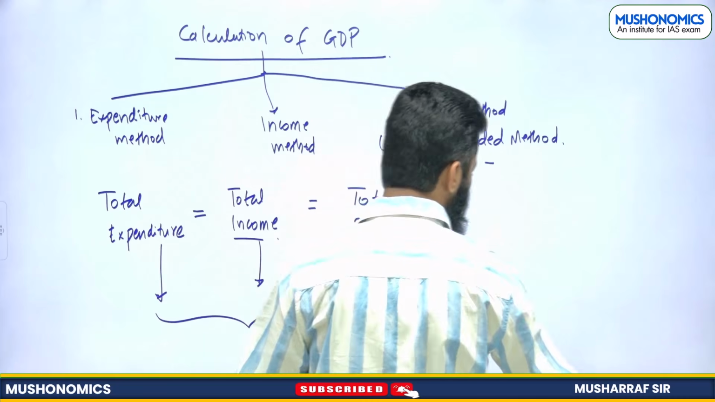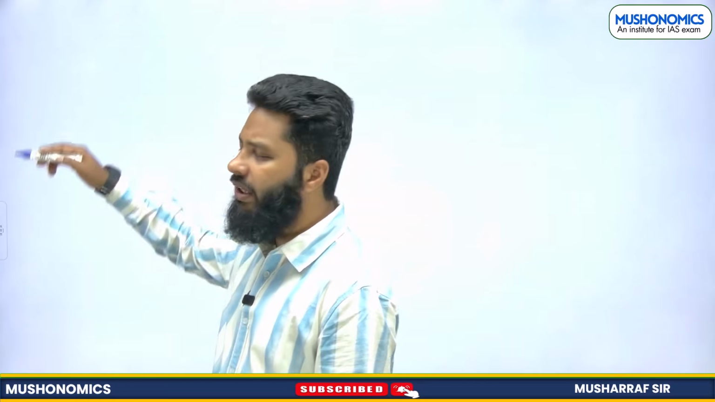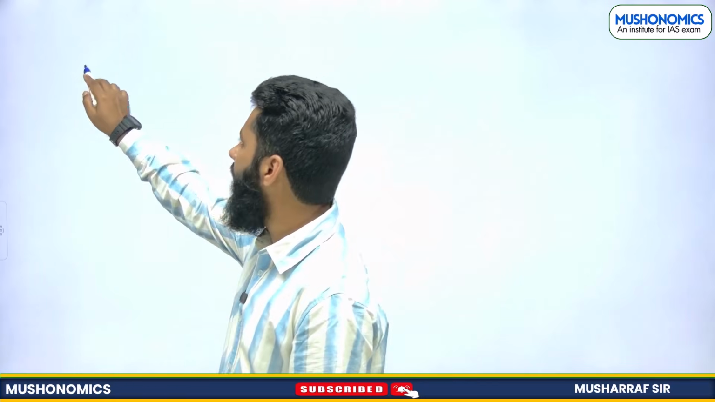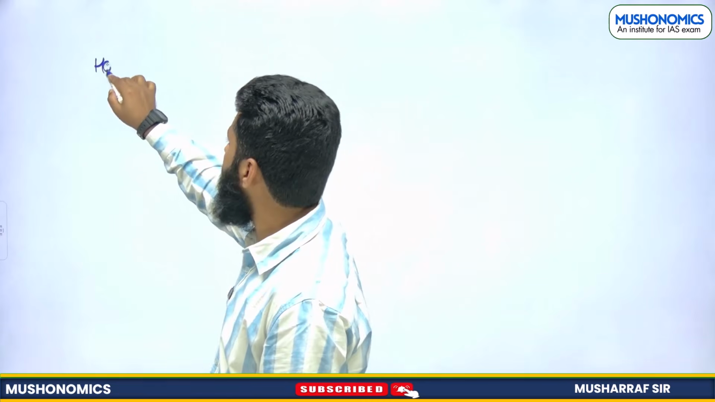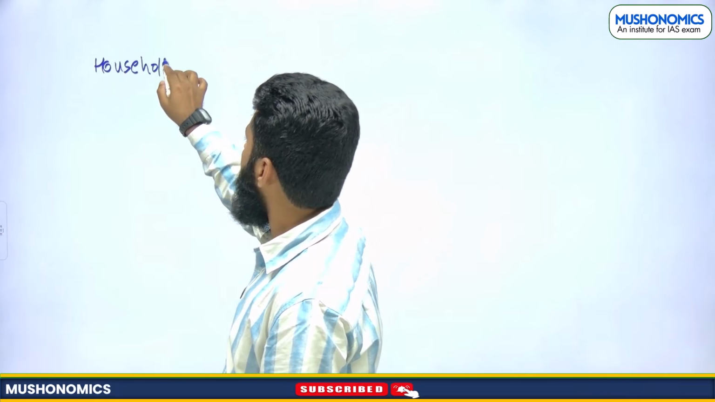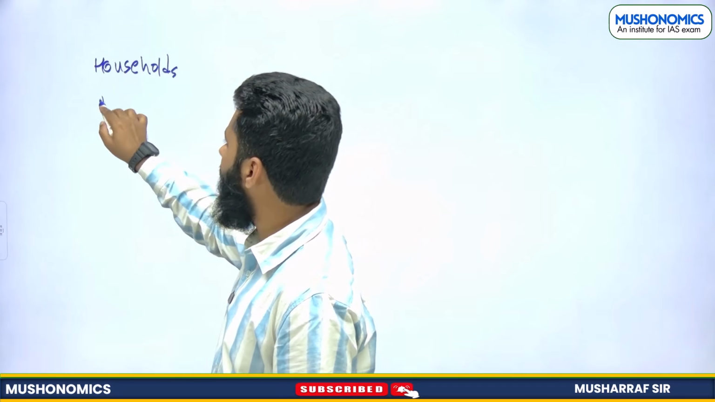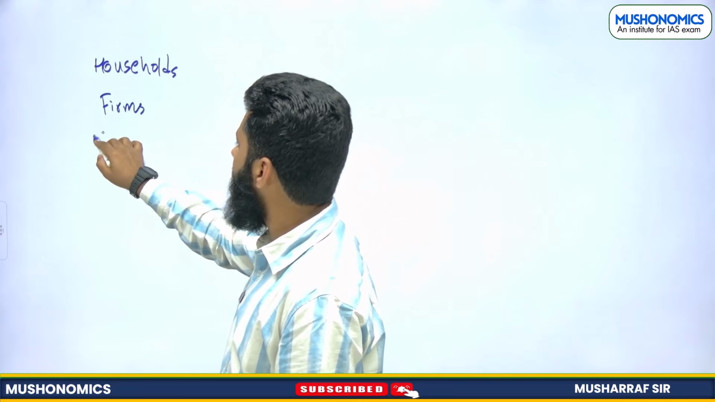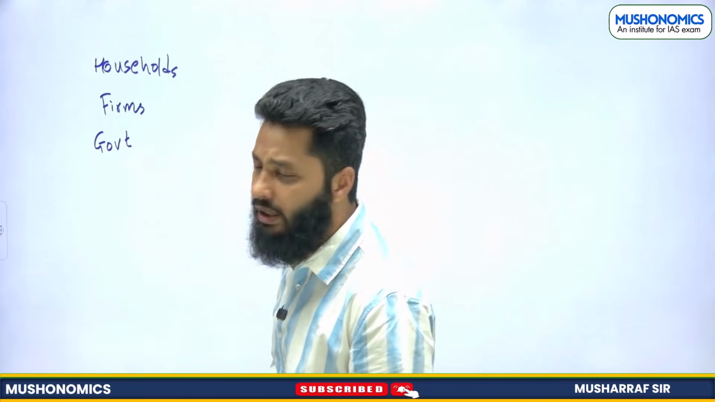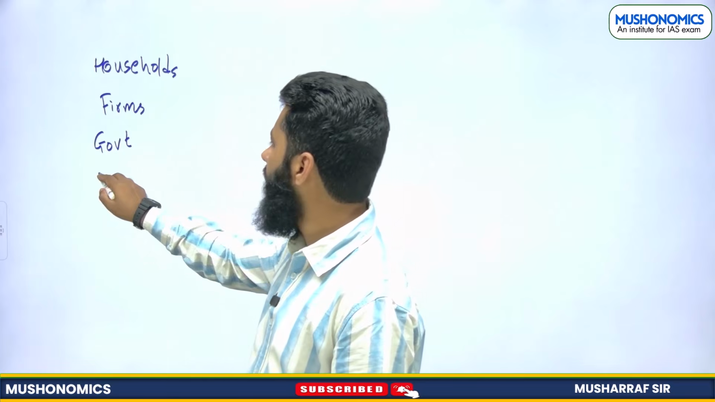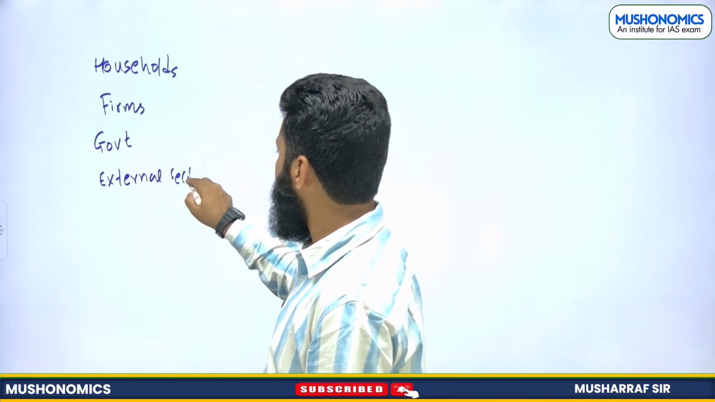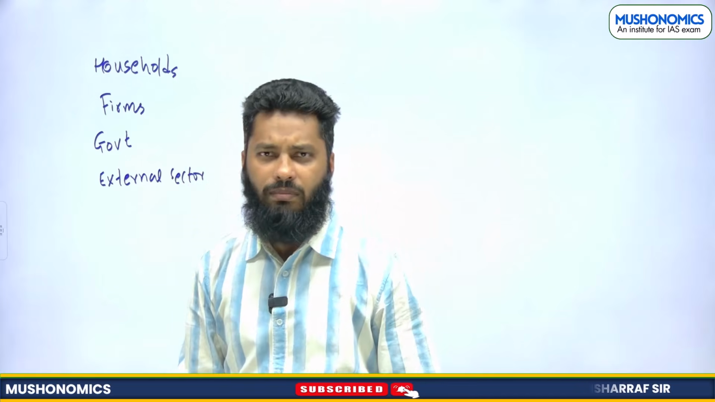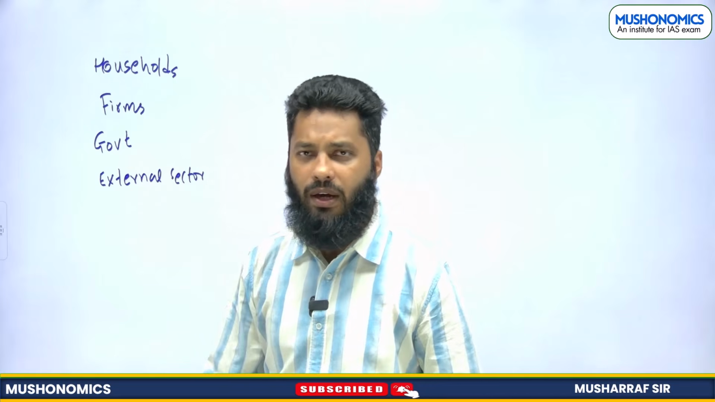So let's talk about GDP by the expenditure method, for example. We have seen how many sectors there are in an economy. Household is one of the sectors. Then we have firms in the economy, then we have government in the economy, and then we have the external sector as well. These are the sectors we have.